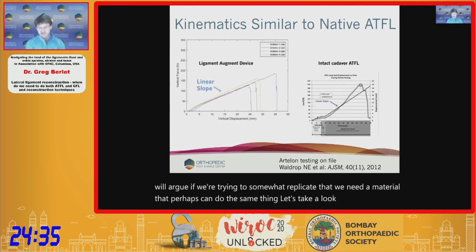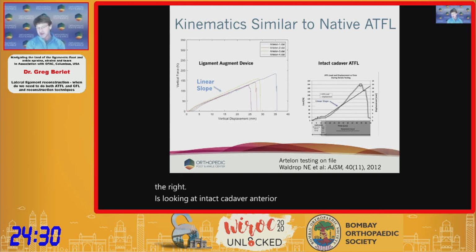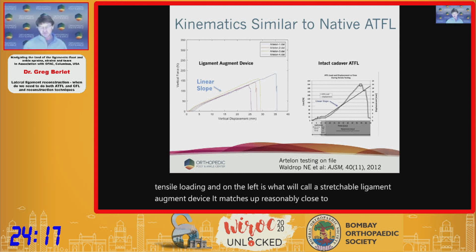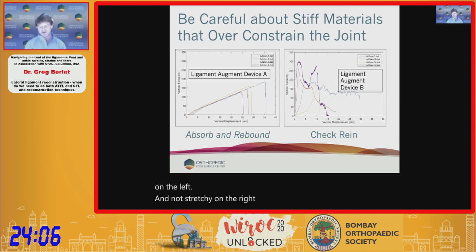So on the right is intact cadaver anterior talofibular ligament behavior during tensile loading. And on the left is what we'll call a stretchable ligament augment device. It matches up reasonably close to the native behavior of the anterior talofibular ligament. Now let's put these side by side. Stretchy on the left and not stretchy on the right. So a very rigid device on the right and a very flexible one on the left.